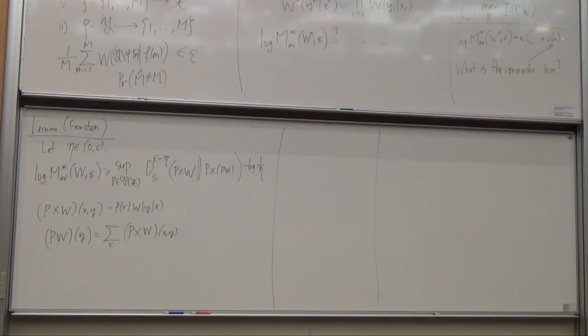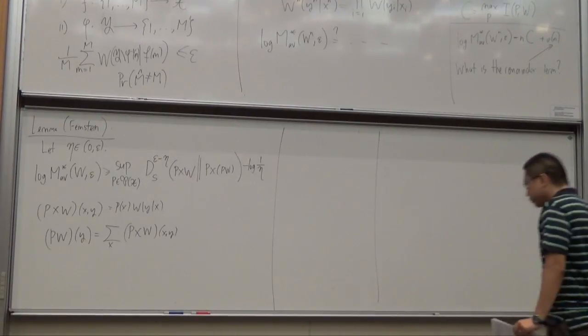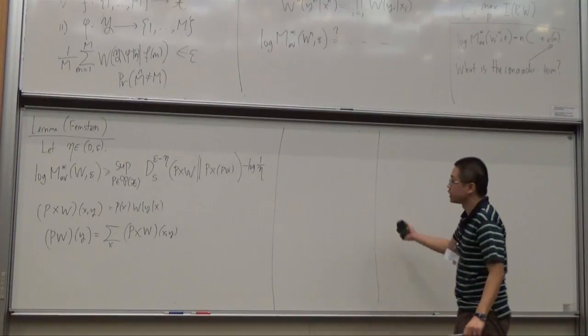We can try to obtain the second order term here, and third order term if we wish, but this is not strong enough for third order asymptotics. So we can try to evaluate this when W is used n times, and let's see what we get. That is our agenda for the direct part. Direct part means achievability part.